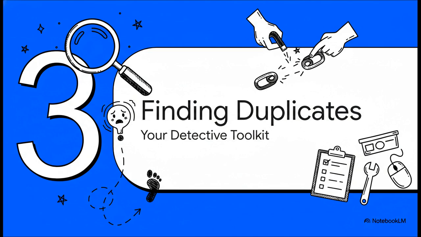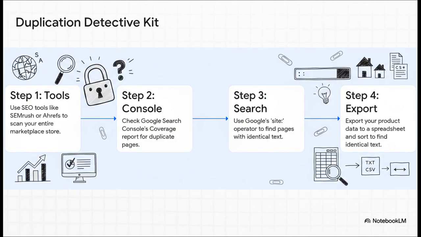So, at this point, are you feeling a little nervous that you might have this problem? Don't be. The next step is all about diagnosis, and we're going to give you a simple toolkit so you can play detective in your own store. Here is your 4-step plan, nice and simple. First, if you use tools like SEMrush or Ahrefs, just run a site scan. They're built to find this stuff automatically.